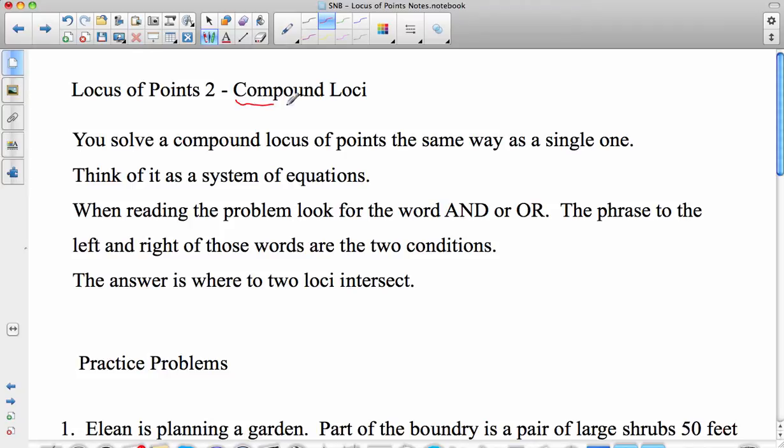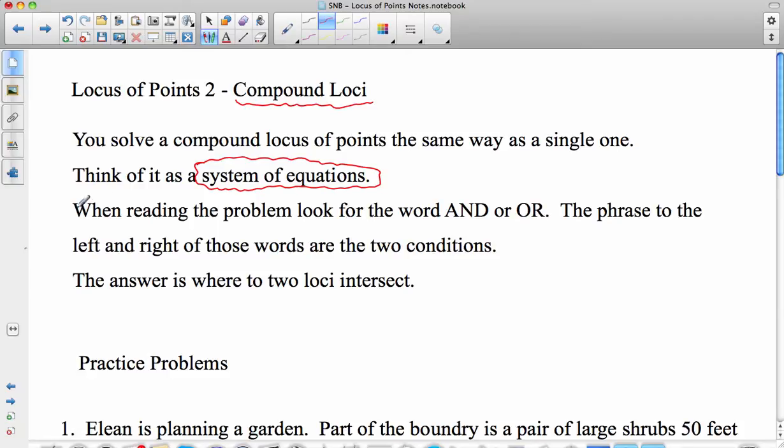Today we're talking about compound loci, which just means that you have more than one situation going on at a time. So you solve a compound locus of points the same way as a single one. Think of it as a system of equations. If you remember, we just finished doing systems of equations, and the solution to a system of equations is simply where the two systems intersect, the points in common, points of intersection. Except this time, we are specifically looking at where the loci intersect.